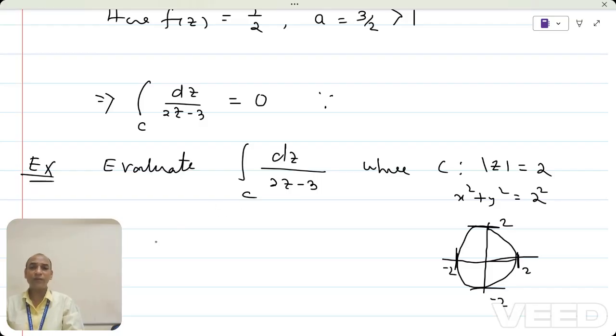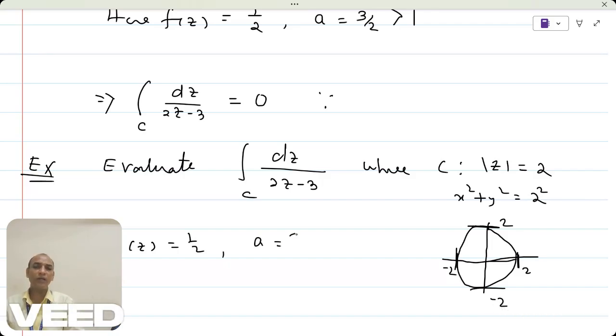Now here again I have f of z equal to half, and a will be nothing but 3 by 2. So 3 by 2 is less than 2. That means 3 by 2 will be somewhere inside the circle. So this integral will not be 0.